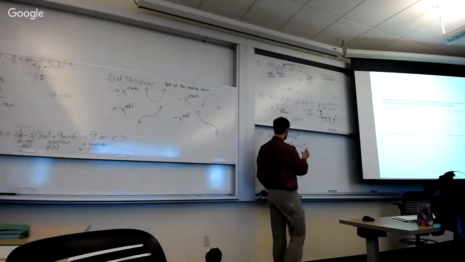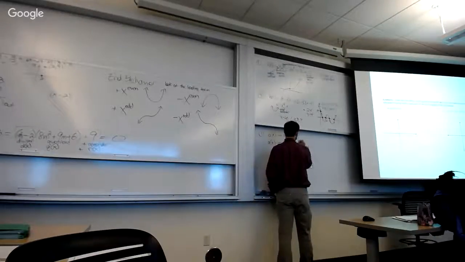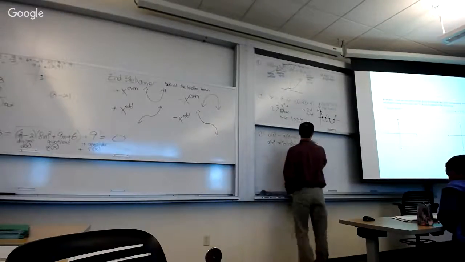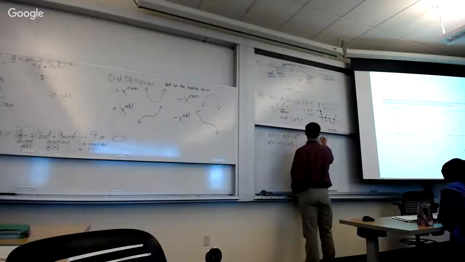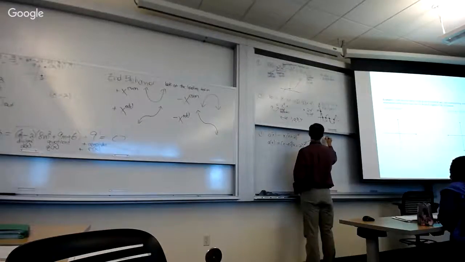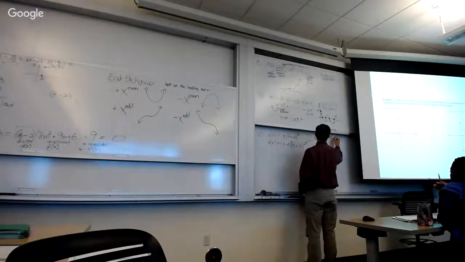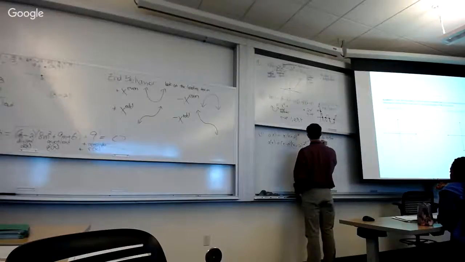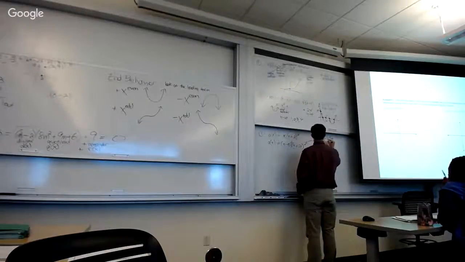Now let's go ahead and define multiplicity. The exponent on the factor is the multiplicity. So multiplicity is the exponent on the factor.